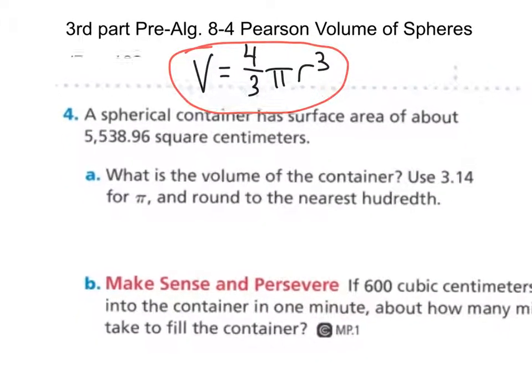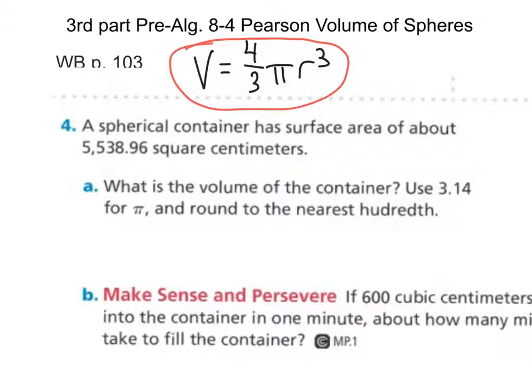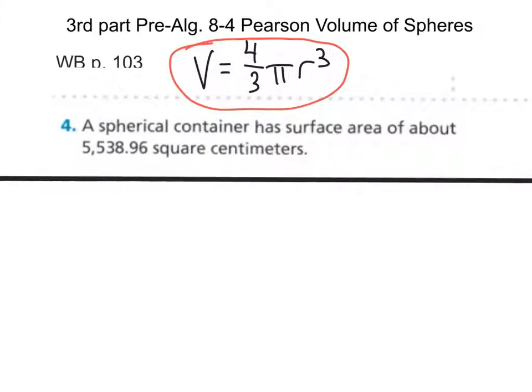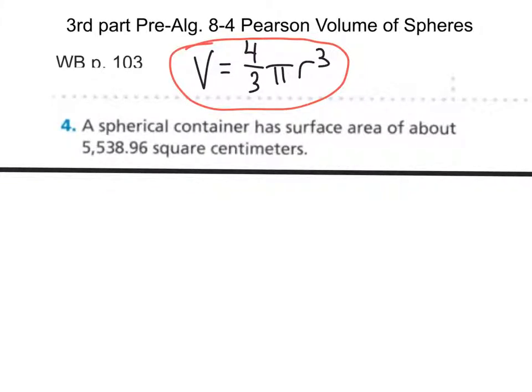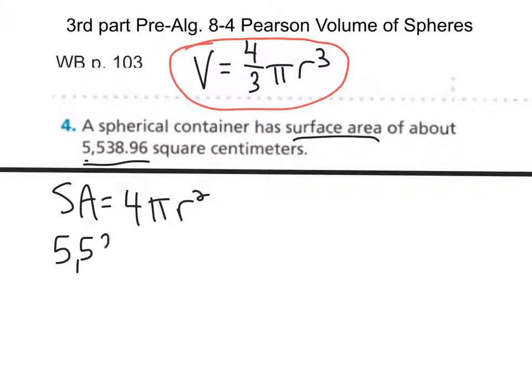To start with, besides our volume formula, we also had a surface area formula. The surface area of a sphere is 4 pi r squared. If we start out with that, they're telling us what the surface area is, so we can substitute that into the equation. And they also told us to use 3.14 for pi.